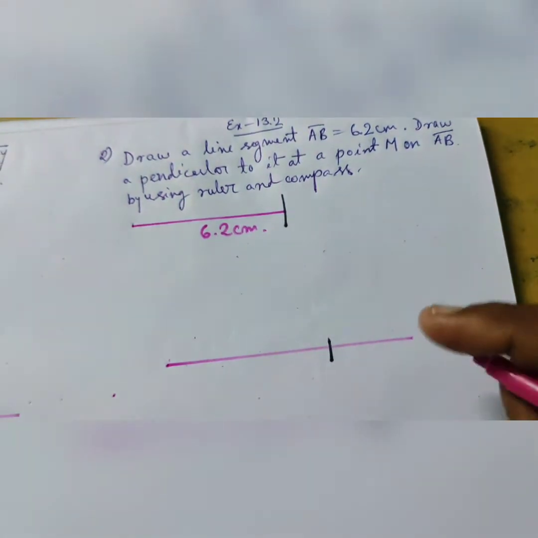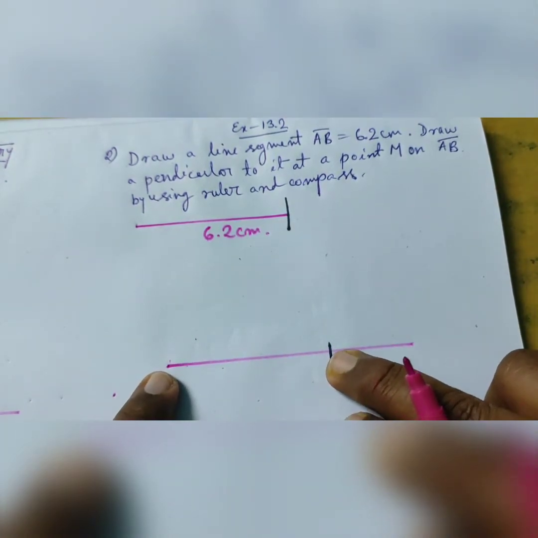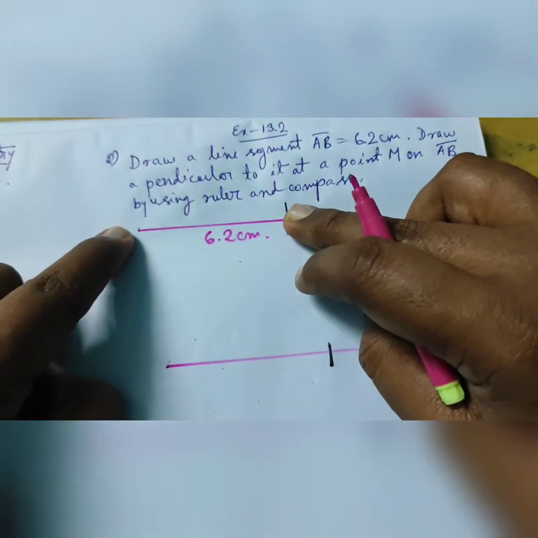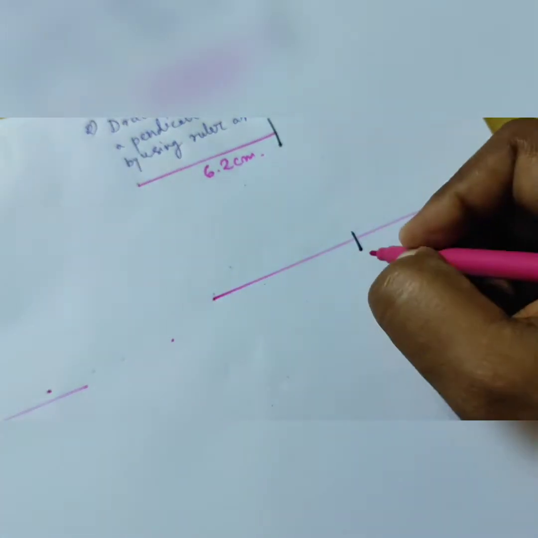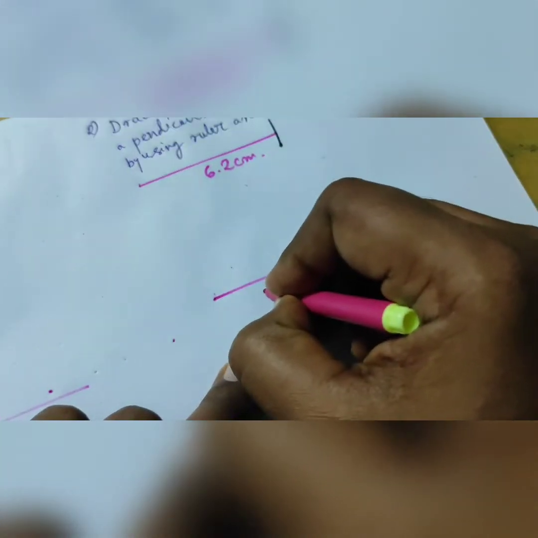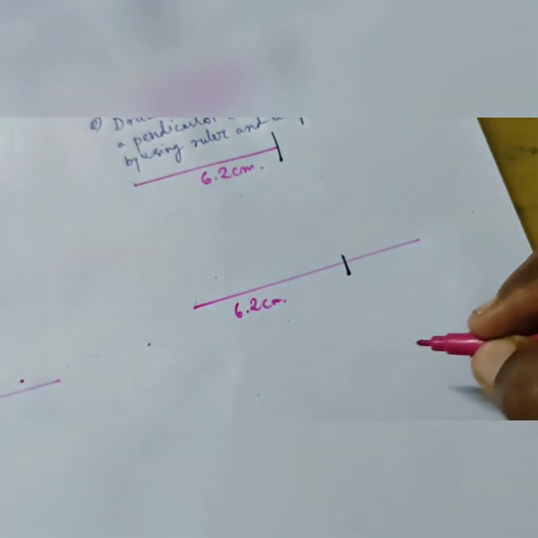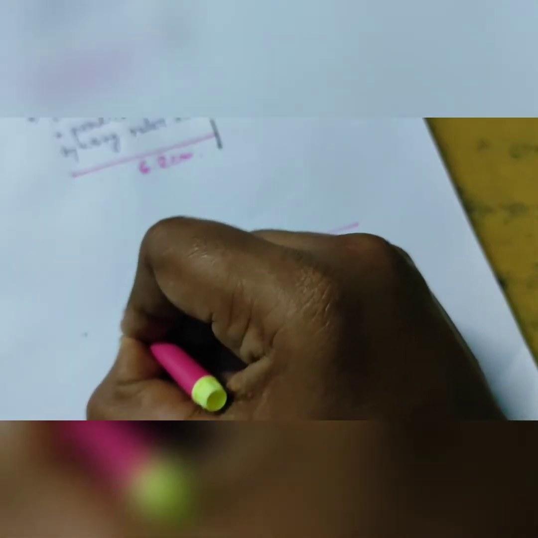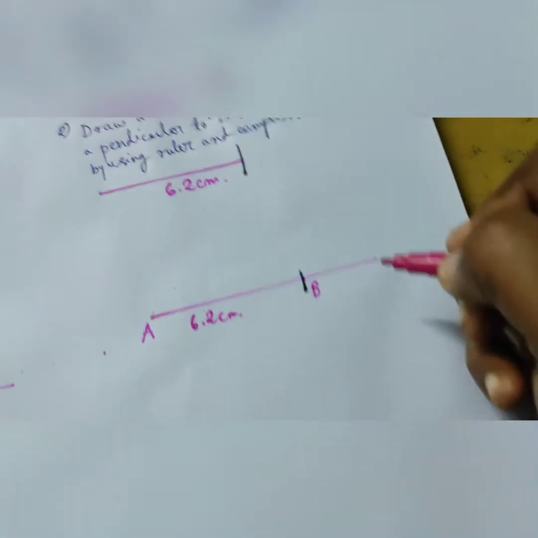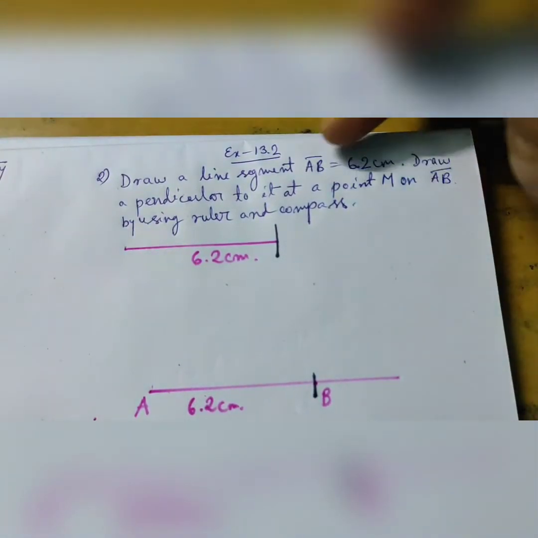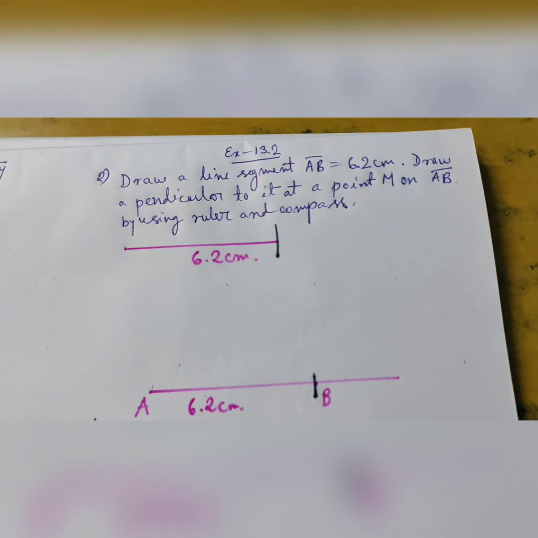So now students, can you tell me what will be the length of this line segment? Yes, easily you understand that this is 6.2 centimeter, so this will also be 6.2 centimeter. So this is our line segment, and let us label it. This is A and this point is B, because it is given that draw a line segment AB equal to 6.2. So this is our AB and its length is 6.2 centimeter.